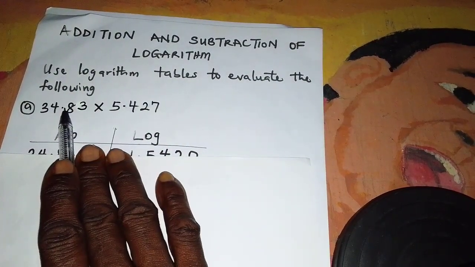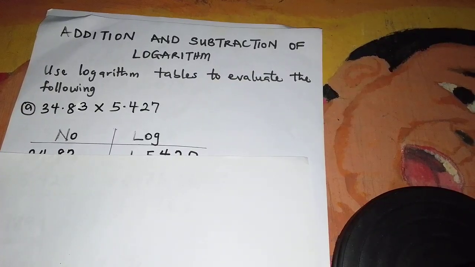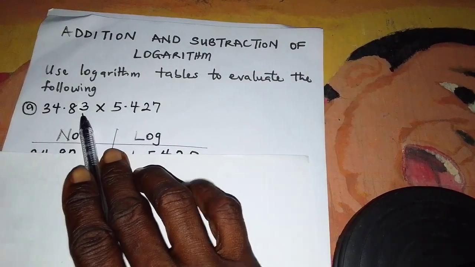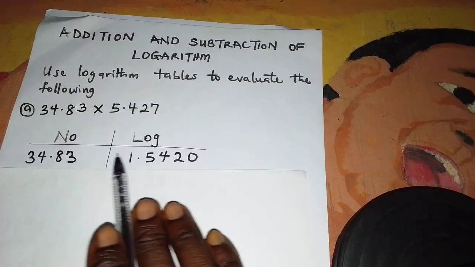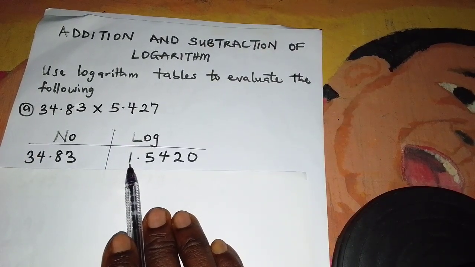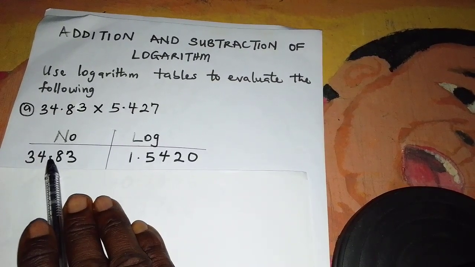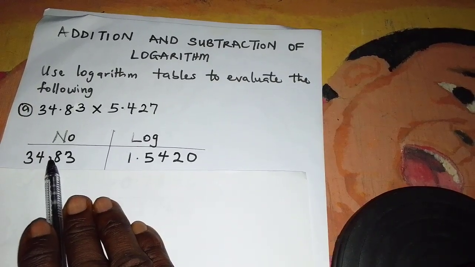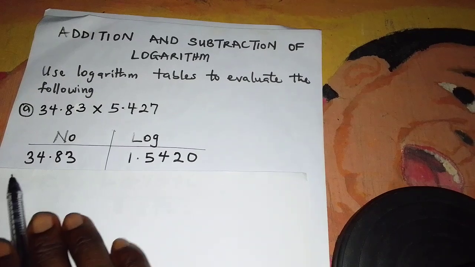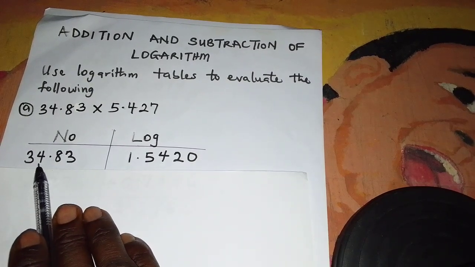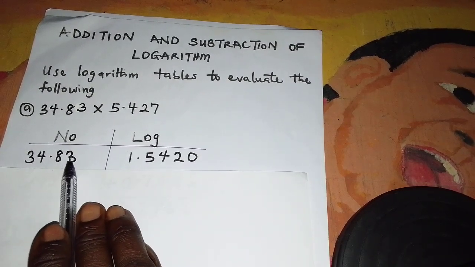So you pick it one after the other. That means you're having 34.83. You find the logarithm of 34.83. So how many times are you going to move the decimal point? Once. That means 1 point. You look for the logarithm of 34 under 8, difference 3.